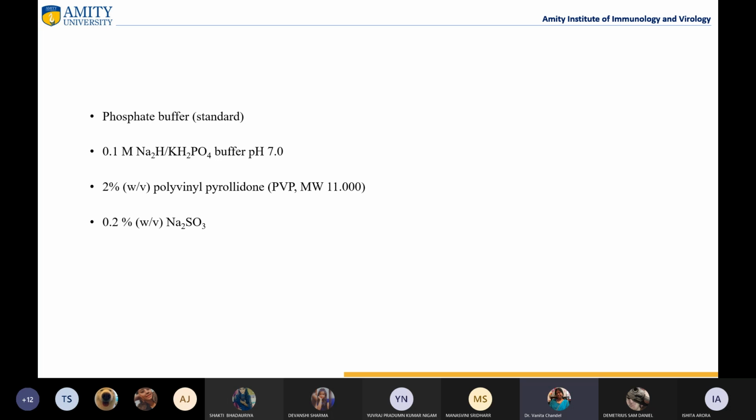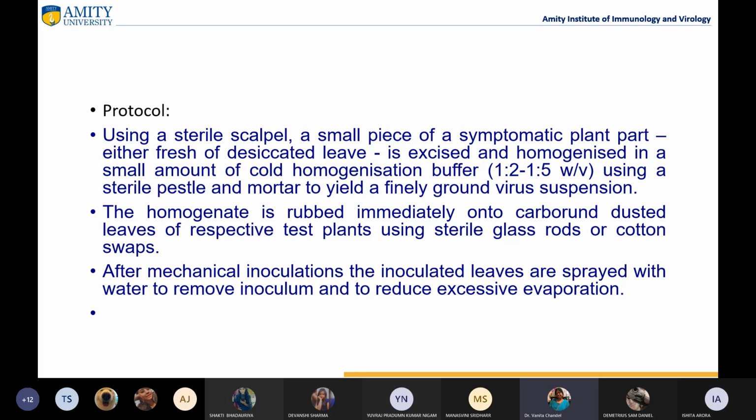So this is the phosphate buffer, which is a standard buffer. The pH can vary with the type of the virus or the host required, but this is the standard buffer which is being used. We can add polyvinyl pyrrolidone or certain other agents based on the properties of the virus and the host from which we are preparing an inoculum.